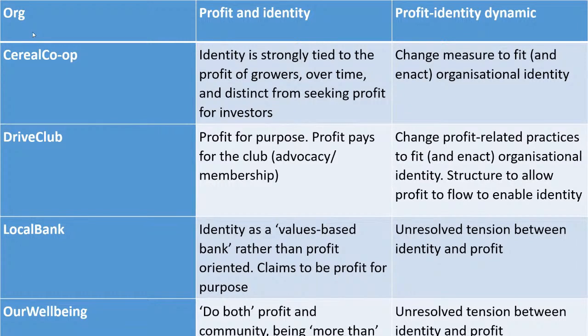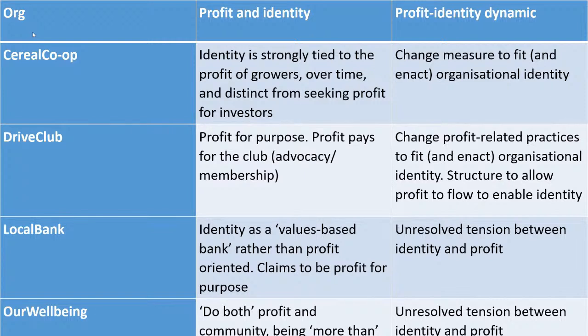We see it here, we see it here, we see it here, but at different degrees, it's kind of, if you like, the gradient going down in how well they manage to use profit in order to generate their identity. Until we get here, and we show this one where they're not sure. They basically say, yes, we do both. We do both profit and community, but how do we really show this? We don't know. They really have an unresolved tension between identity and profit. They talk about it, but they are not really managing to do that. In both of them, actually, we can see that. We can see that there's a problem here.